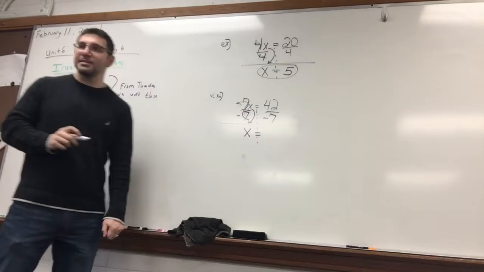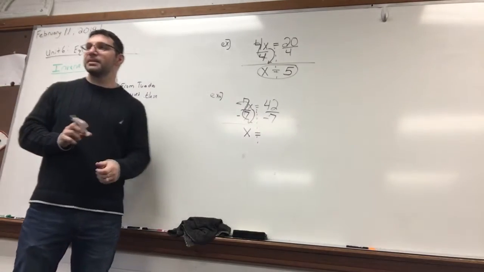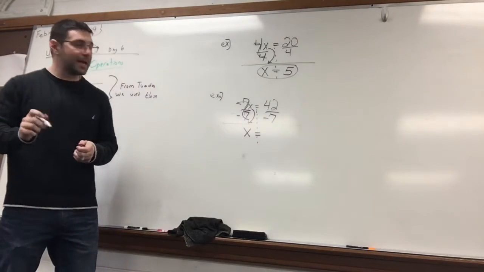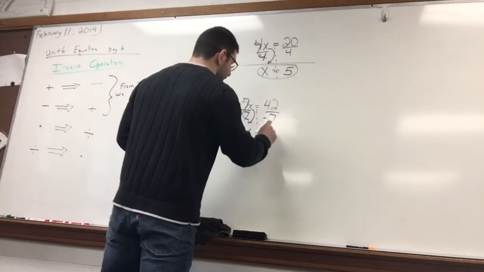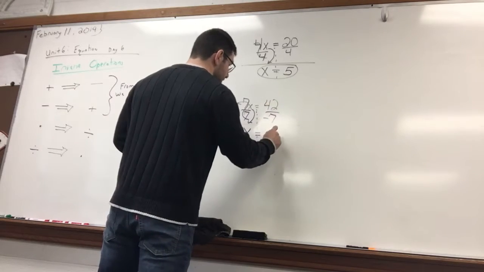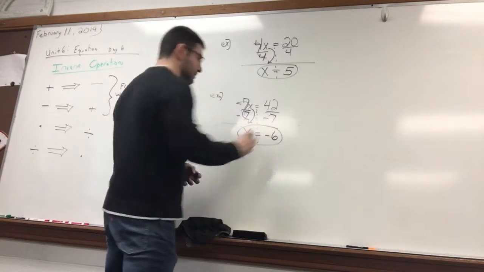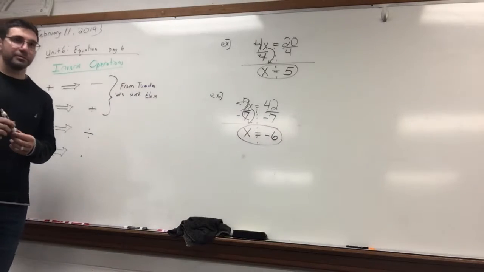So now I have x equals, do the same step to the other side. 42 divided by negative 7. Positive divided by a negative is negative 6. Questions there?